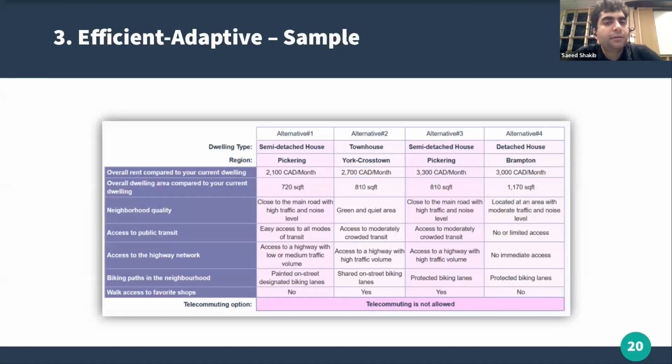And at the end of the day, the efficient adaptive survey design looks like this, which is very similar to what you saw before, but it's personalized. Now, if you see this, it's probably for someone who's into the Pickering region and already living in a semi-detached house. Since we are in interaction with that person, we can give them realistic prices for their budget and realistic areas. So overall, the survey is more personalized, and that's the whole idea.